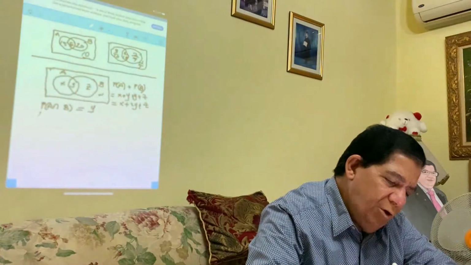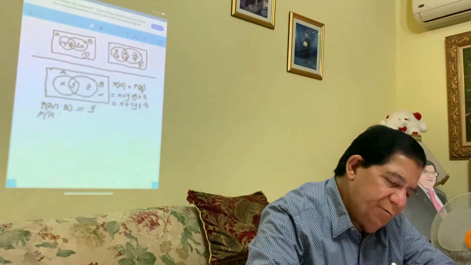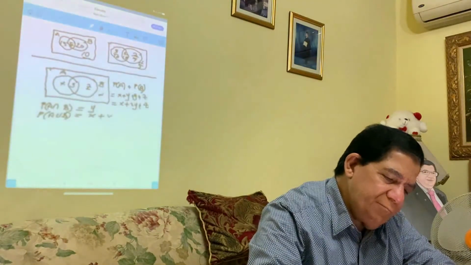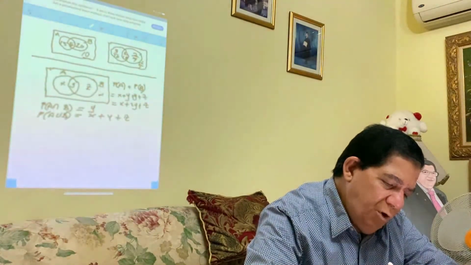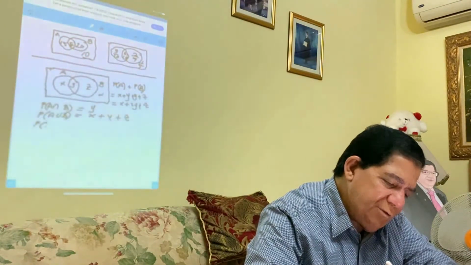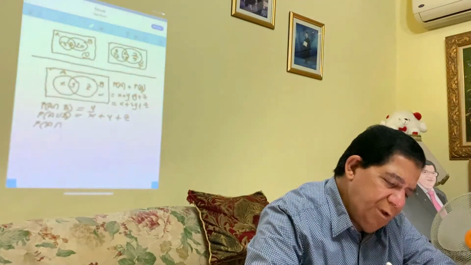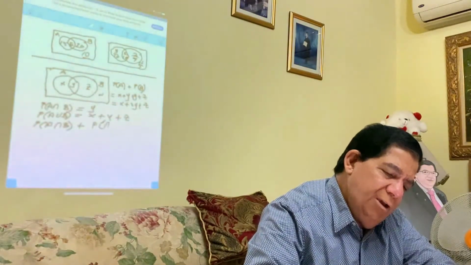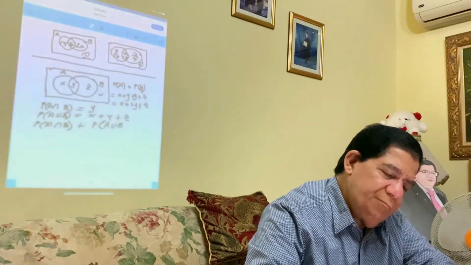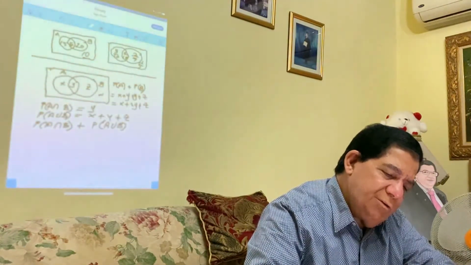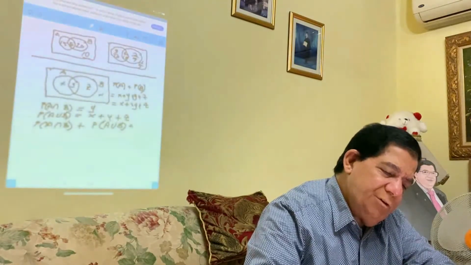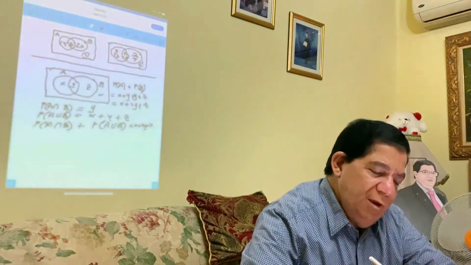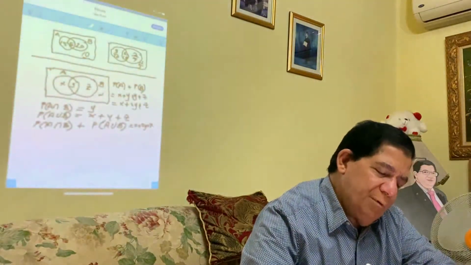What is the probability of A union B? The area is X plus Y plus Z. What is the sum of the probability of A intersection B plus the probability of A union B? The answer is X plus 2Y plus Z. It is the same answer I got up there.